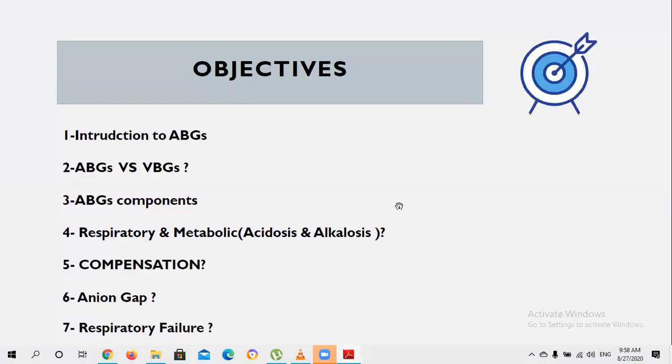Let's get started. So today's objective is to introduce the ABGs and to know the difference between ABGs and VBGs. Just for those who don't know what is ABG, ABGs is arterial blood gases, okay? So we're gonna know what is the difference between arterial blood gases and venous blood gases. And we'll go through ABG's components and respiratory and metabolic acidosis and alkalosis. And we have something very important. It's about compensation and what is anion gap. And lastly, and most importantly, the respiratory failure, okay?